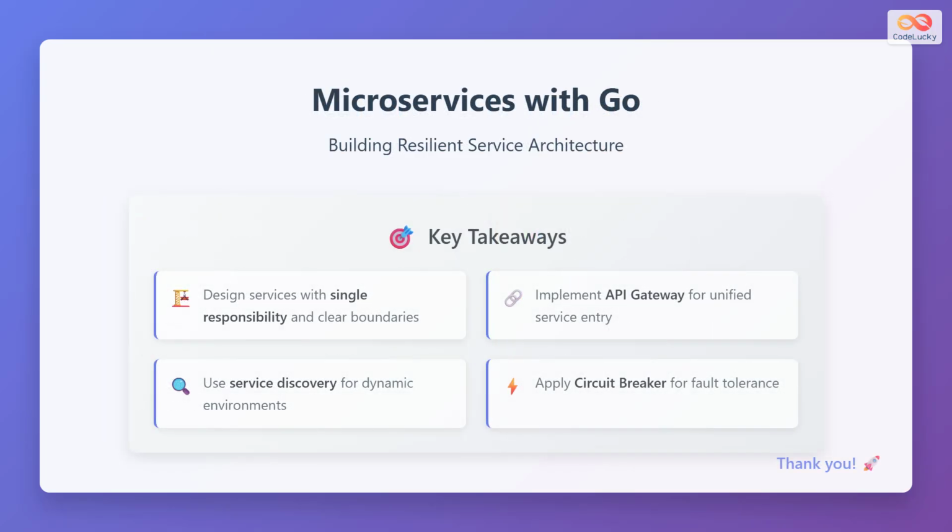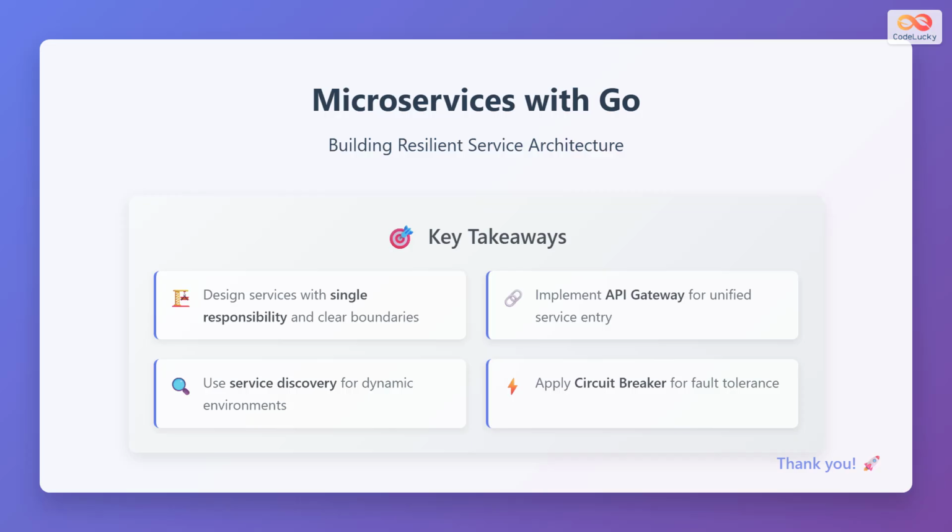As we conclude this comprehensive guide on microservices with Go, let us review the key takeaways that will help you build robust, scalable service architectures. First, design your services with single responsibility principles and clear boundaries. Each microservice should focus on a specific business capability and maintain loose coupling with other services. This approach enables independent development, deployment, and scaling of services.